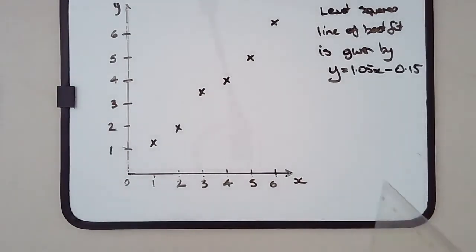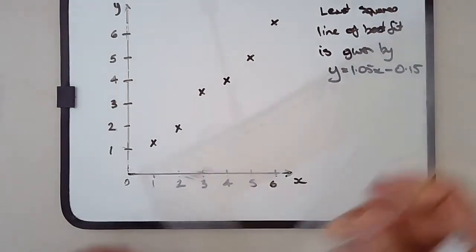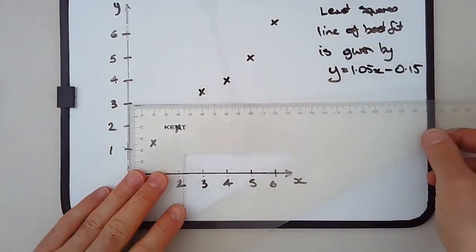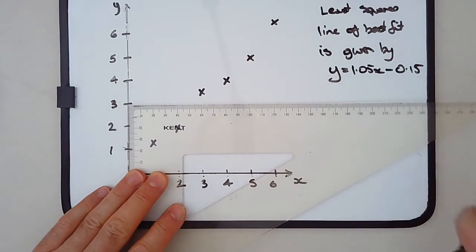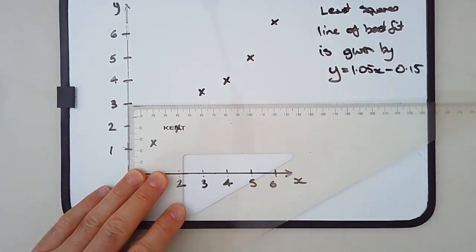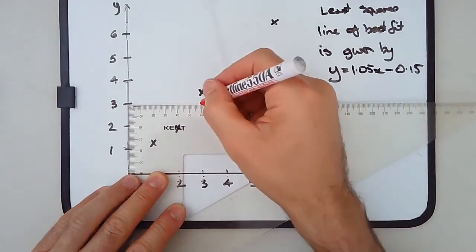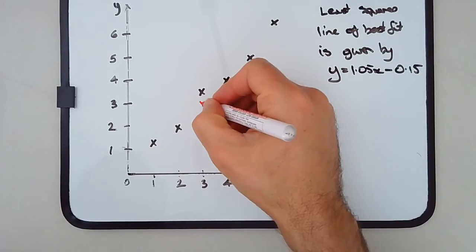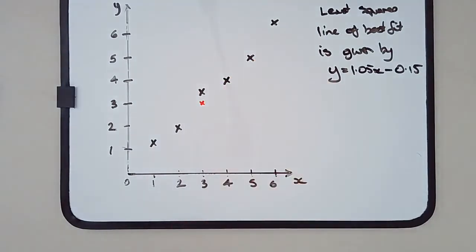Okay, so 3, 3. So where would that be? So if you have grid paper, obviously, or a grid book, this would be very, very easy. Okay, I've drawn this to scale, so it shouldn't be too difficult here. So 3, 3. I'll do this in a different color. That would be roughly here. Okay, so the least squares line would go where the red X is.